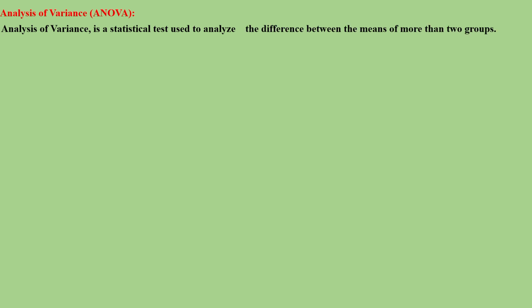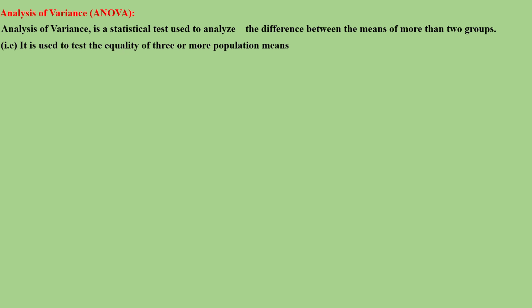Next, analysis of variance, ANOVA. Analysis of variance is a statistical test used to analyze the difference between the means of more than two groups. Suppose there are 5 to 6 groups and you want to analyze the mean, that is the average, between the groups. So we can use the analysis of variance technique, right?